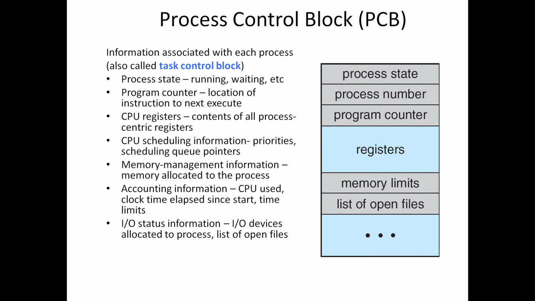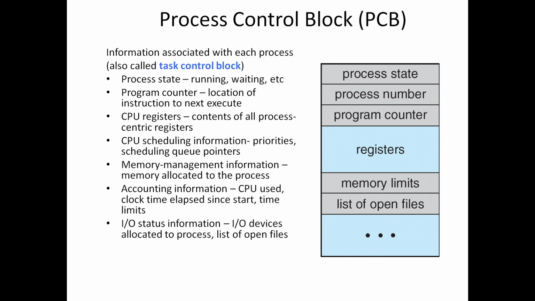Now we will discuss the process control block. The process control block is otherwise called the task control block. What is meant by process control block is that whatever information is associated with each process is stored in the process control block. These are the different fields available in it. First one is the process state. As I told, it may be in any one of the 5 states: new state, ready state, running state, waiting state and terminated state.